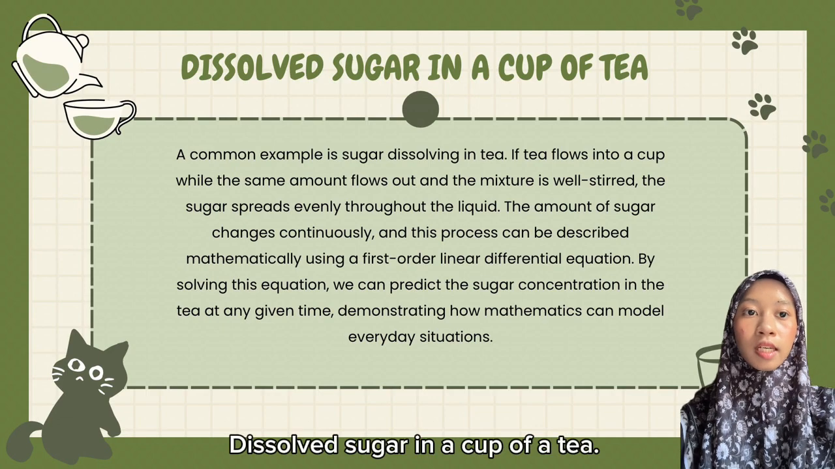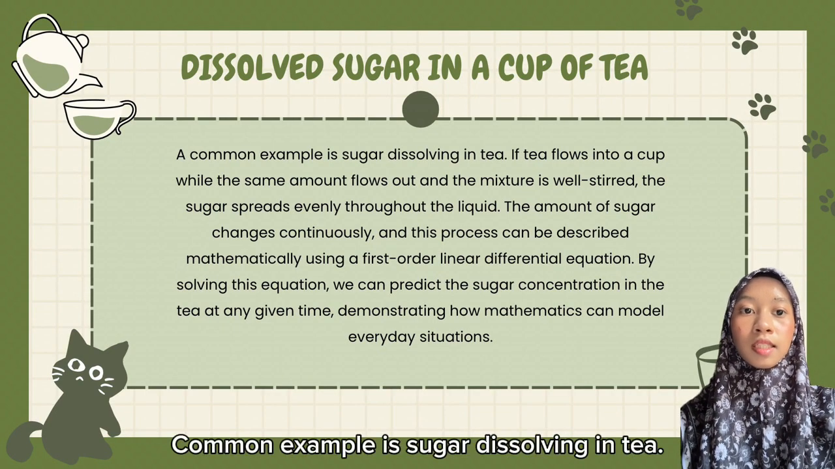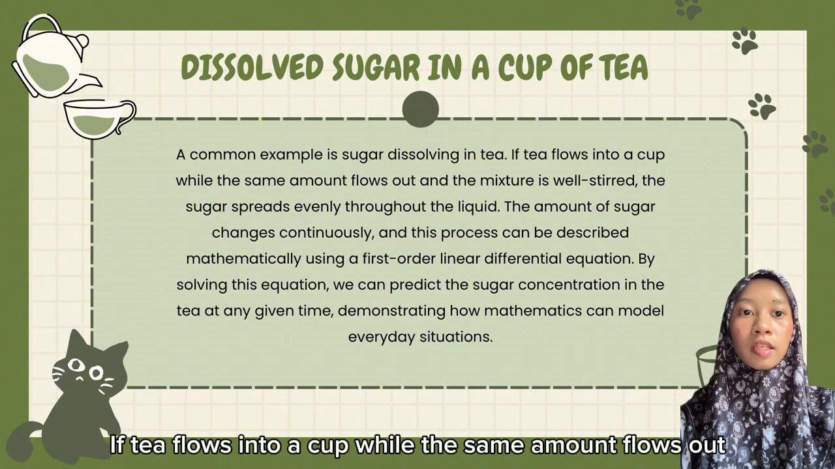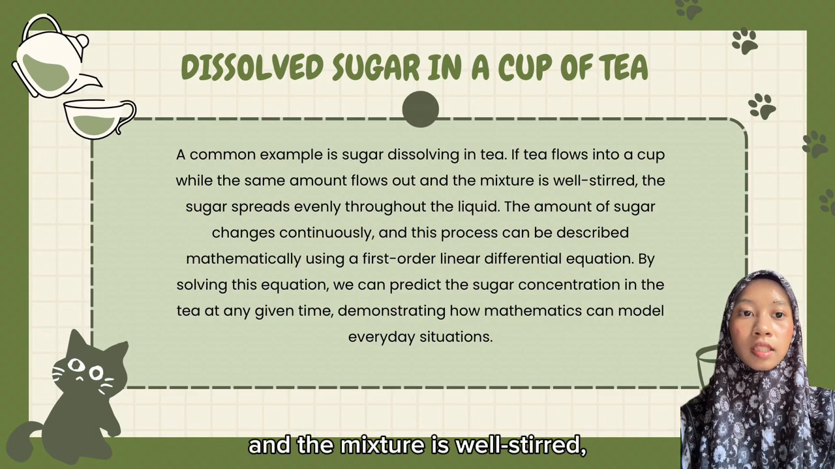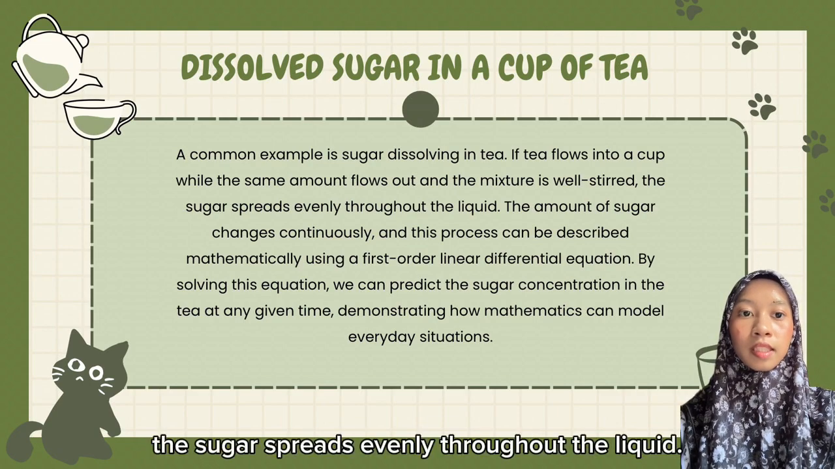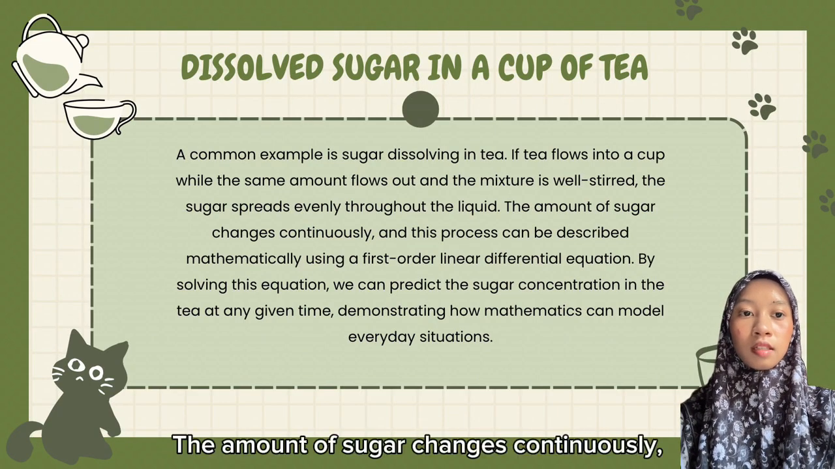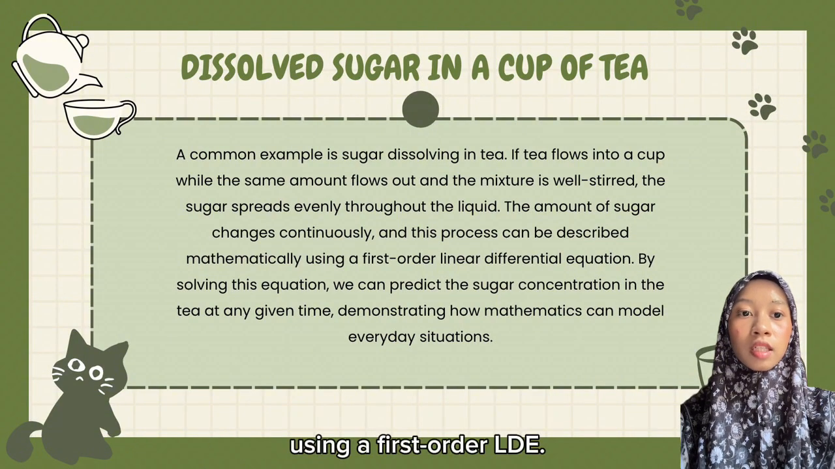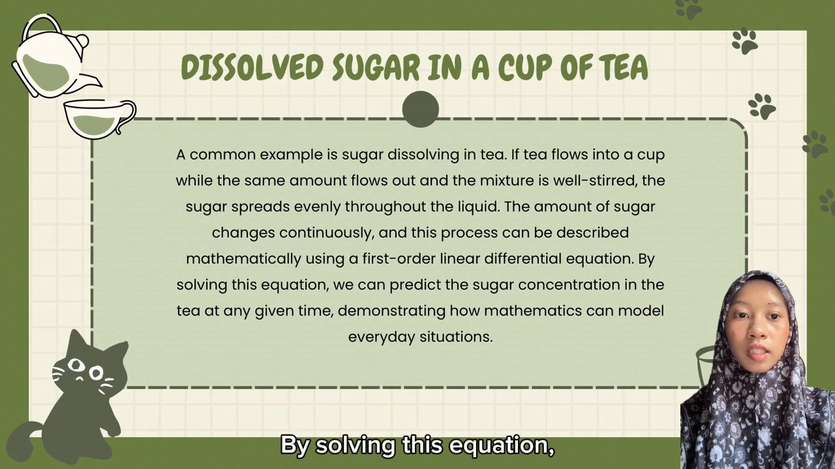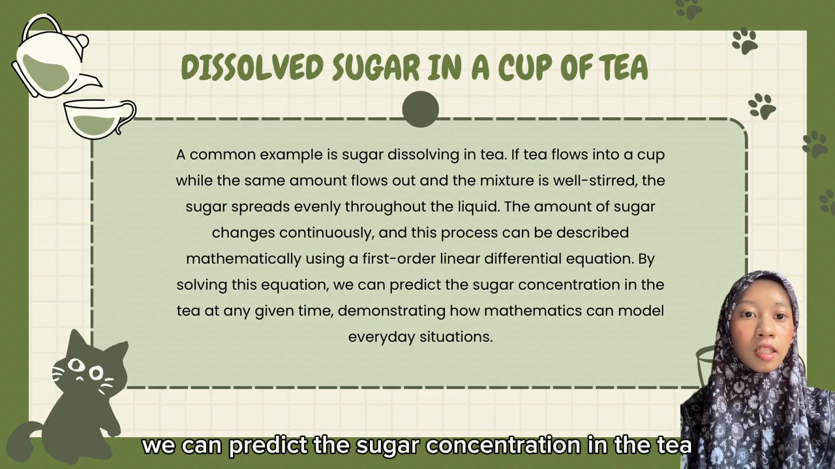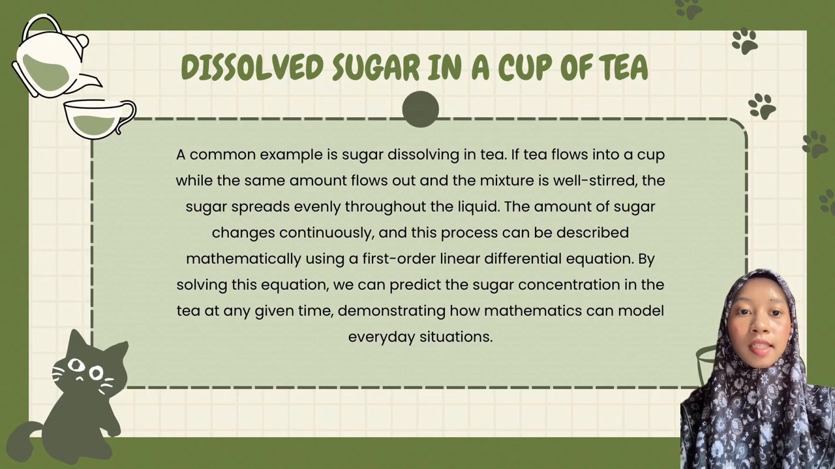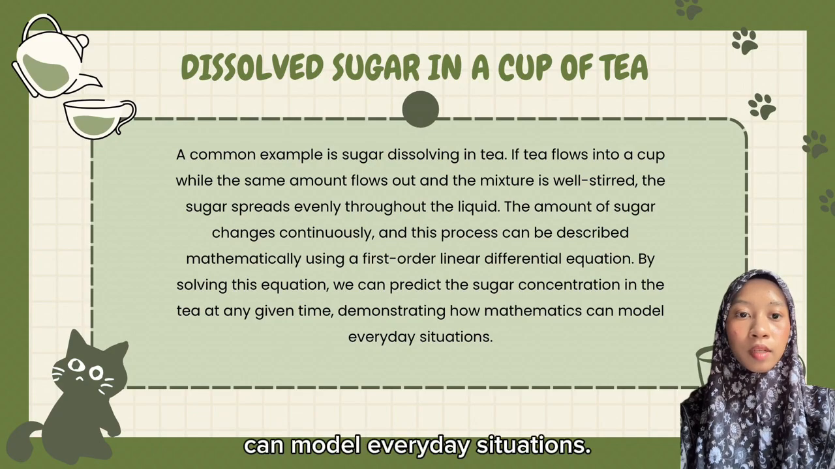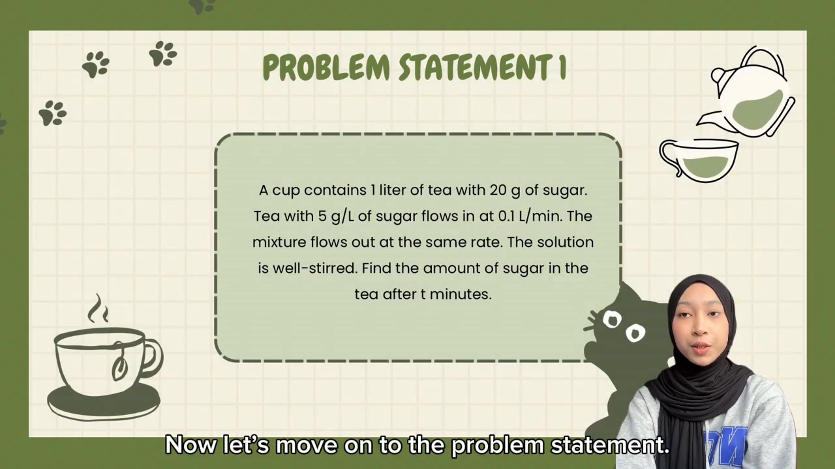Dissolving sugar in a cup of tea is a common example. If tea flows into a cup while the same amount flows out and the mixture is well stirred, the sugar spreads evenly throughout the liquid. The amount of sugar changes continuously, and this process can be described mathematically using a first order LDE. By solving this equation, we can predict the sugar concentration in the tea at any given time, demonstrating how mathematics can model everyday situations. Now, let's move on to the problem statement.